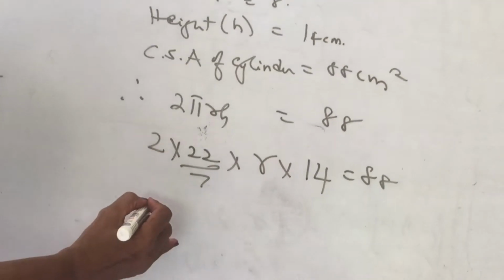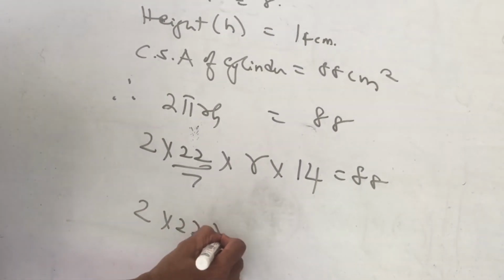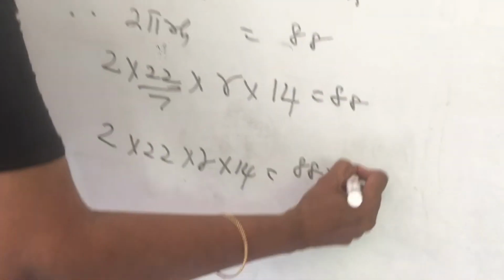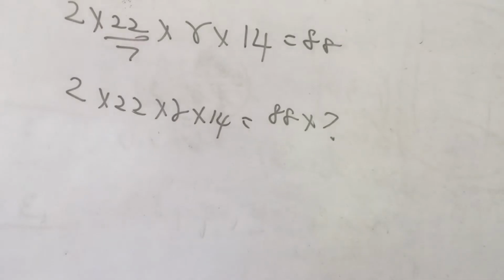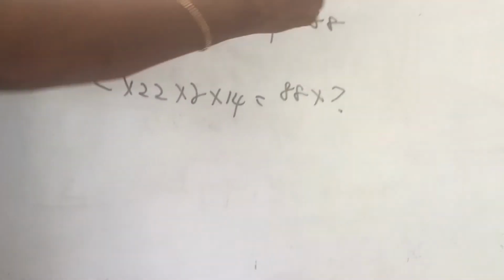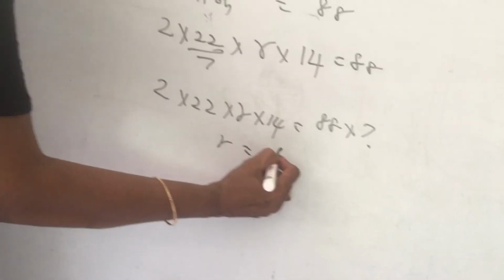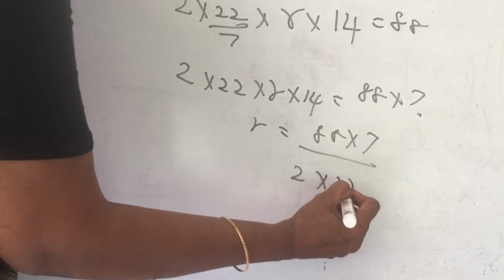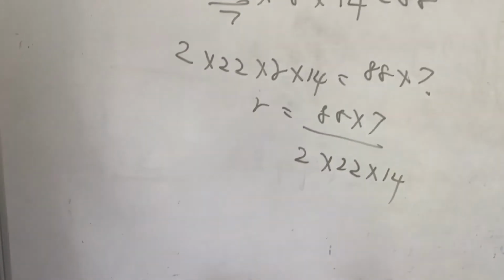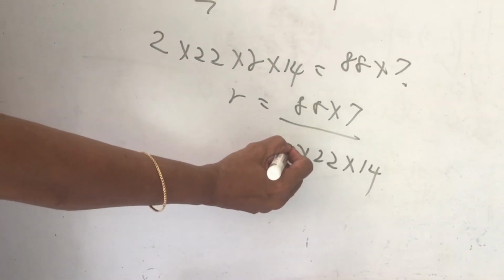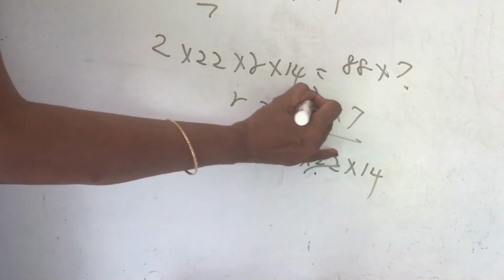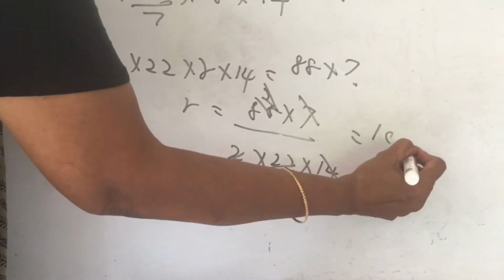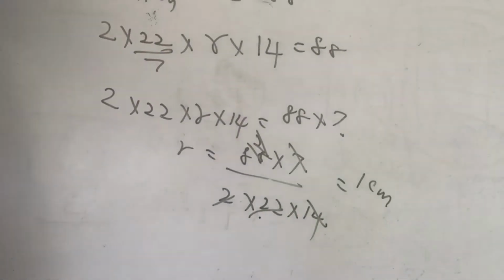You know the meaning of the word cross multiply. Cross multiply means the denominator on one side will go to the numerator on the other side. 7 goes to the right side. R is equal to 88 into 7 into 14. 2 into 22, 44, 2 times. 7 2s are 14 ones. So the radius is 1 centimeter.